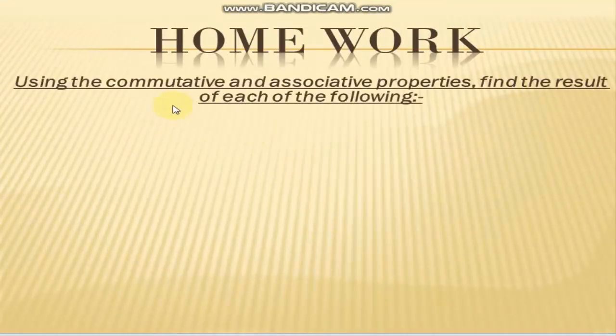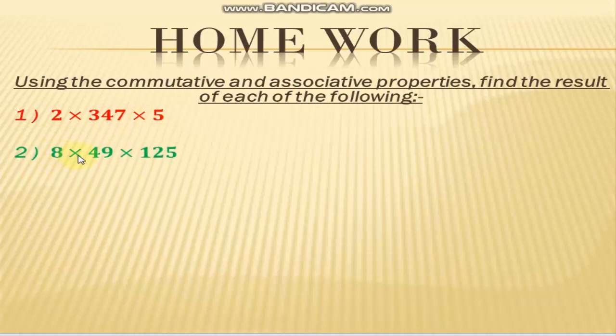It's your homework today. Use the commutative and associative properties to find the result of each of the following. Number 1: 2 times 347 times 5. Number 2: 8 times 49 times 125. Number 3: 125 times 25 times 8 times 4.